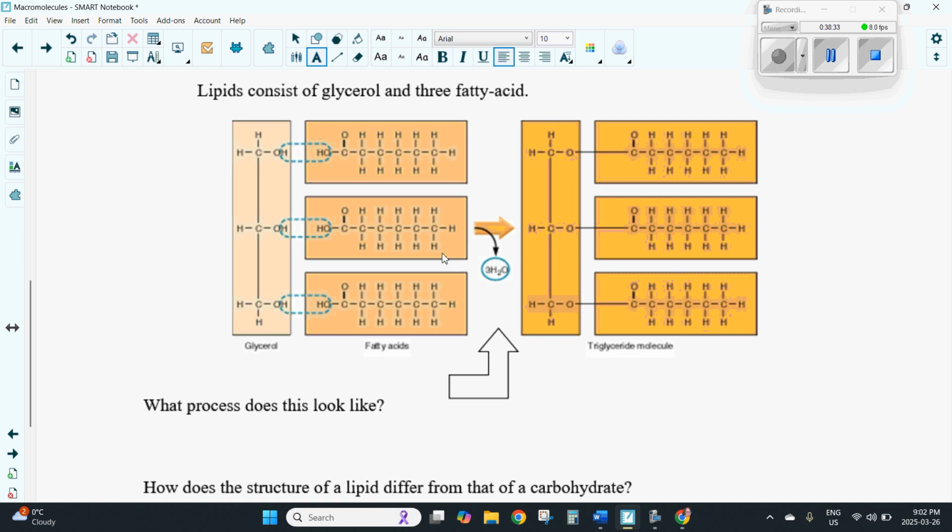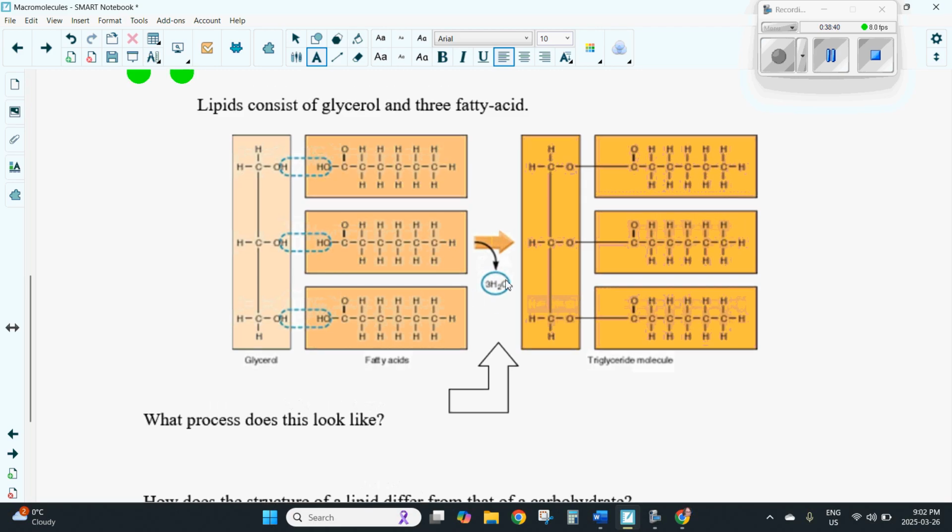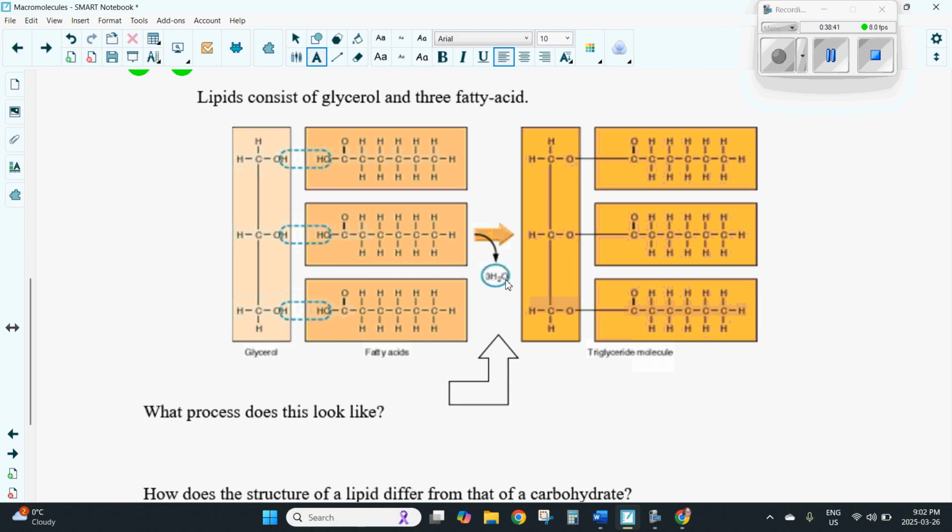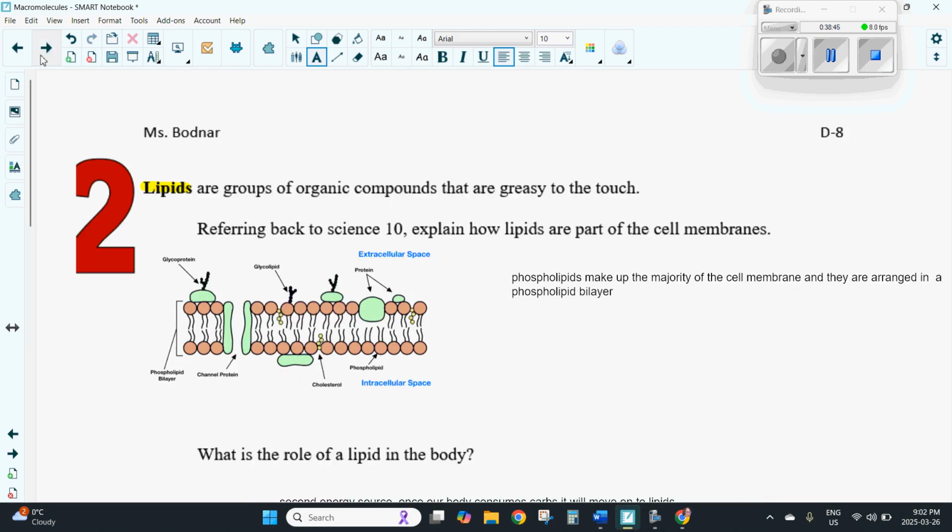So if you look at this reaction, it says that water is leaving. So if water is leaving, what kind of reaction is that? So if we go back here, water leaving.